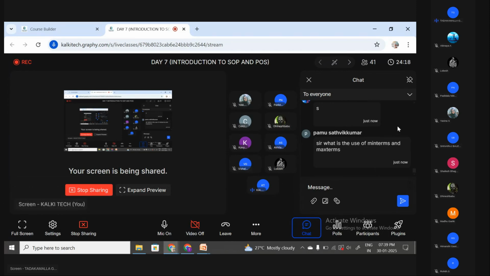What is the use of minterms and max terms? Yes, we'll come to that.